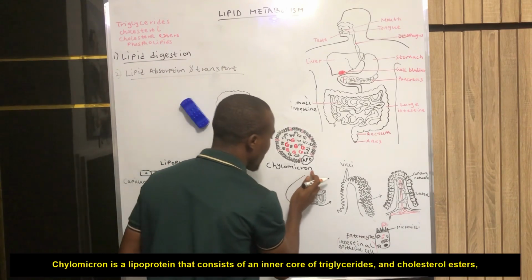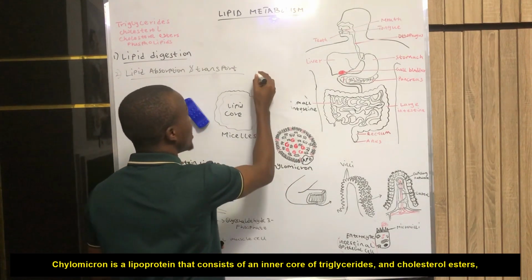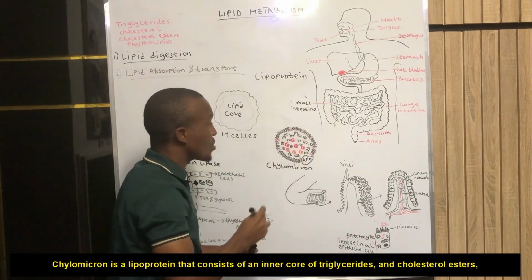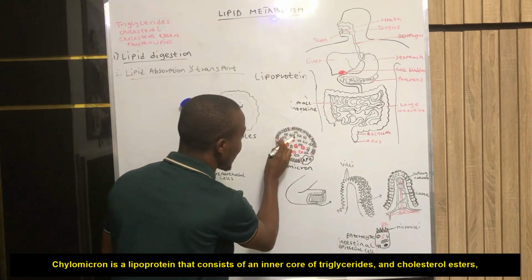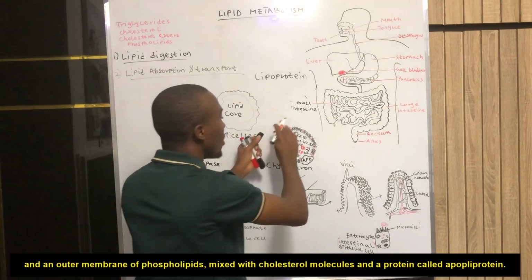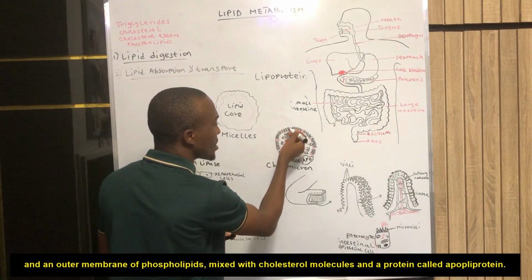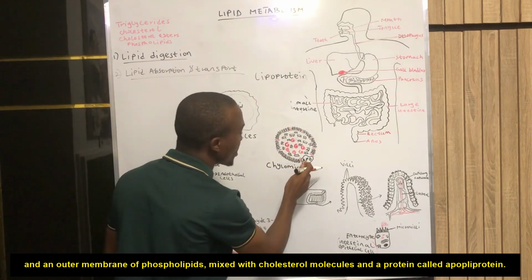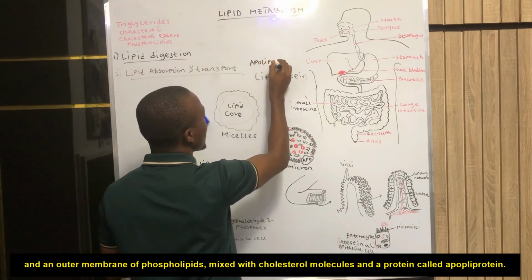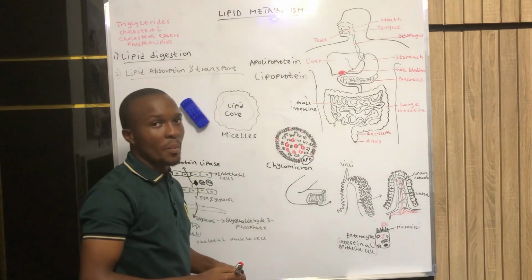So this chylomicron is a lipoprotein particle that consists of an inner core of triglycerides, you can see the triglycerides, and cholesterol esters, and an outer membrane of phospholipids. These are the phospholipids mixed with cholesterol molecules and a protein called apolipoprotein. So this is the chylomicron particle.